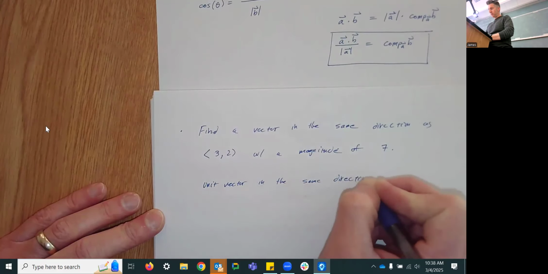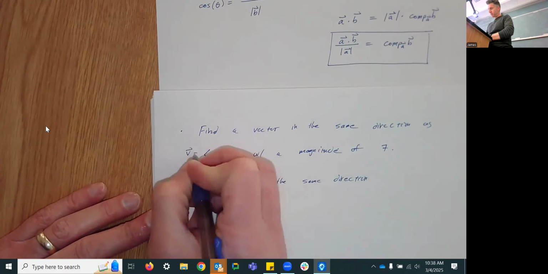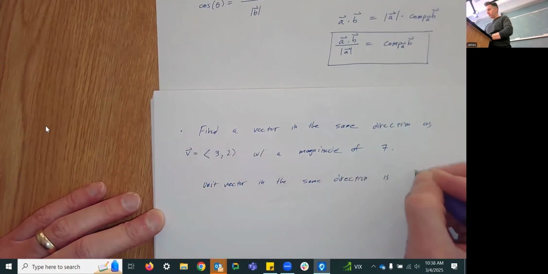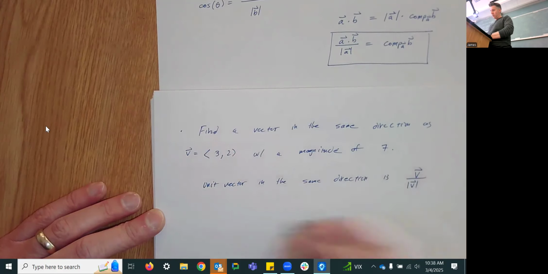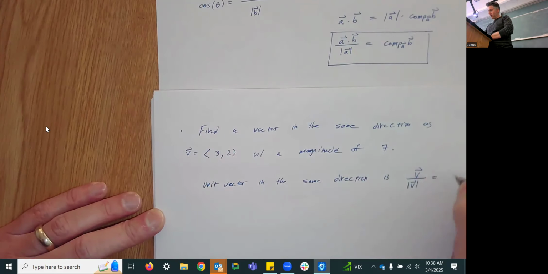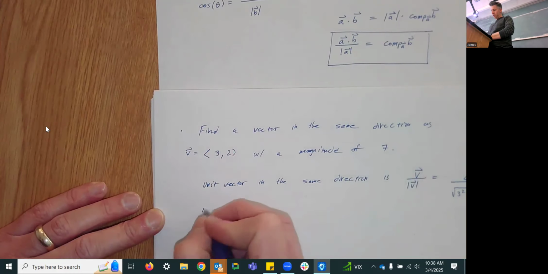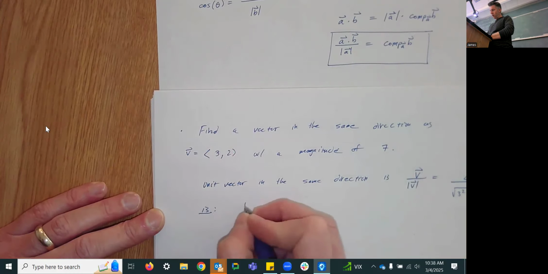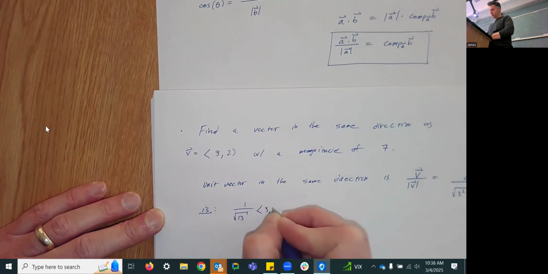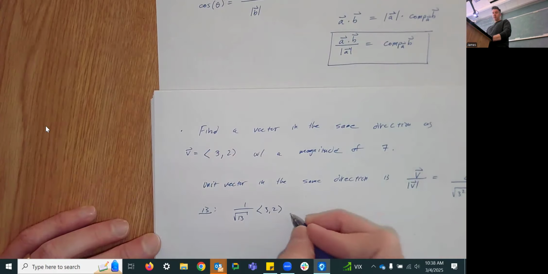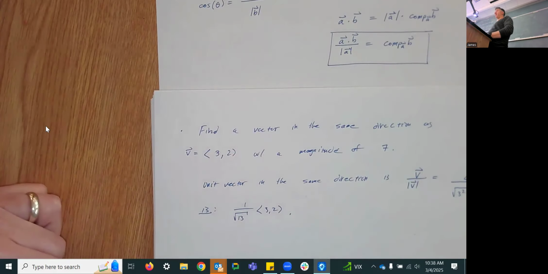and let's go ahead and call this vector V, is going to be the vector V divided by its own magnitude, which in this case is going to be the vector 3, 2 divided by the magnitude of that, which is the square root of 3 squared plus 2 squared. So our unit vector is 1 over the square root of 13 times the vector 3, 2. And then the vector we're actually looking for is that vector multiplied by 7.